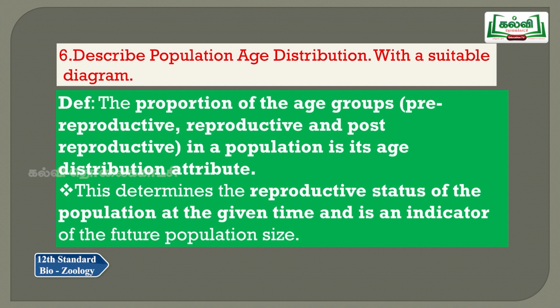So, this determines the reproductive status of the population at a given time and is an indicator of the future population size. If they are pre-reproductive, you will have more young ones in the group, and reproductive means you have all fertile ones, where they are ready to give birth to new ones. Post-reproductive means after reproduction, either they are old ones which cannot reproduce, or the reproduction cycle is over, so they are in the post-reproductive phase, waiting for the next season to come. So, that is called the proportion of age groups.